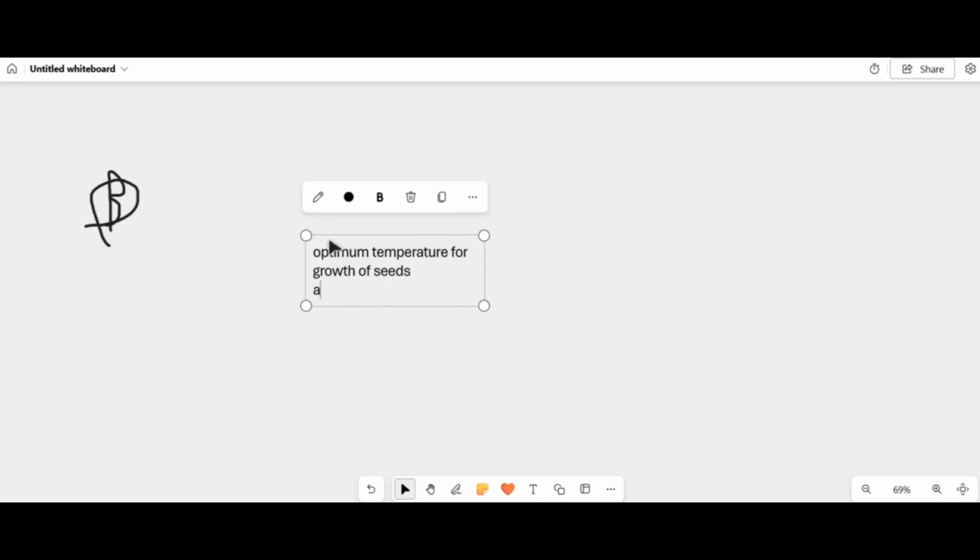And then also it's going to be the optimum temperature because you're investigating respiration and enzymes. So optimum temperature for the enzymes involved in respiration. So that's easy. Alright, cool.